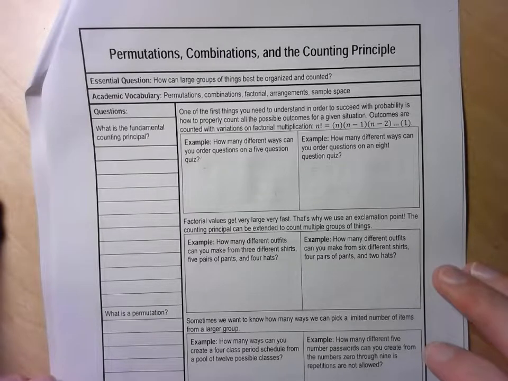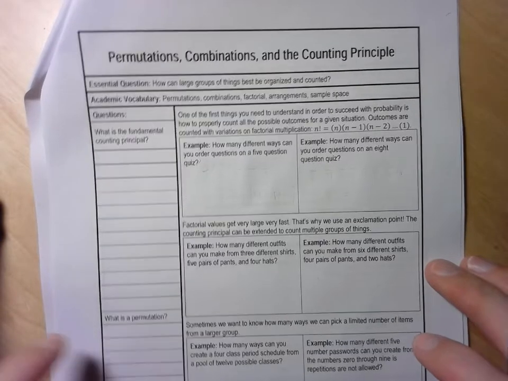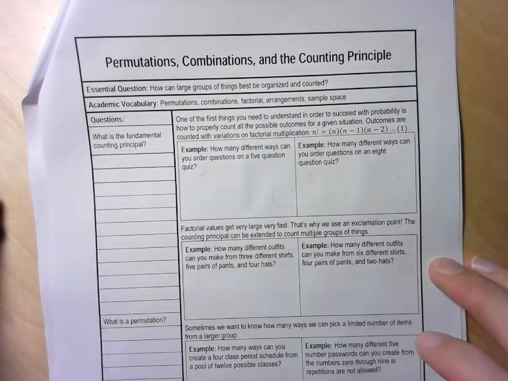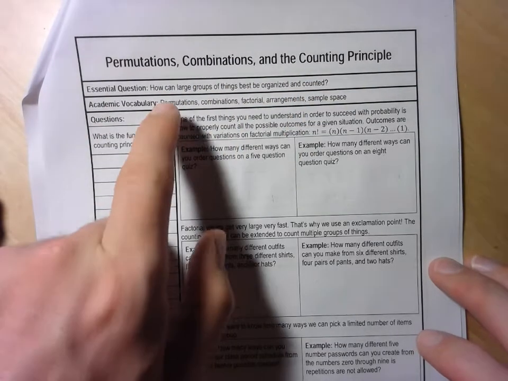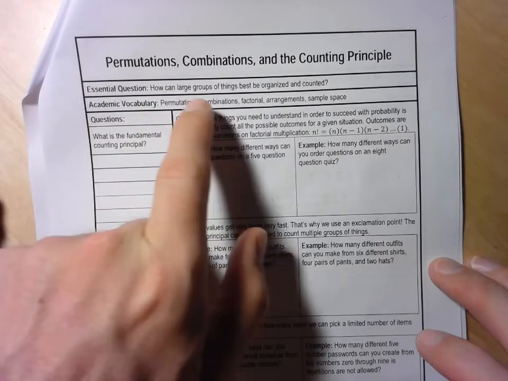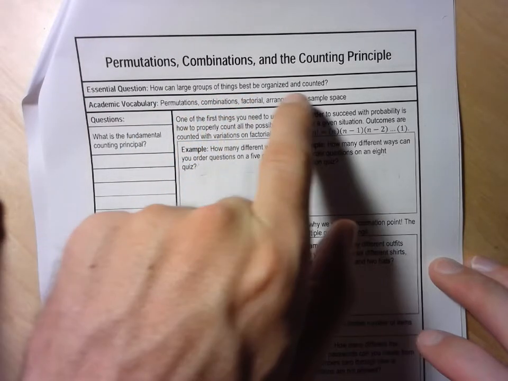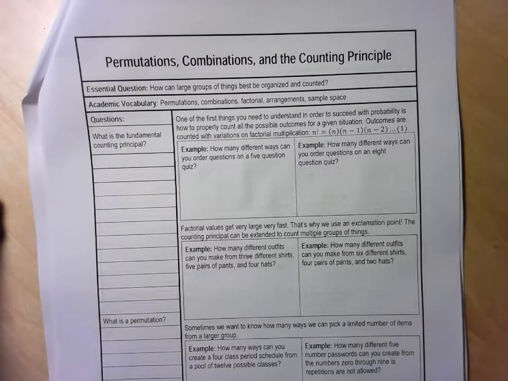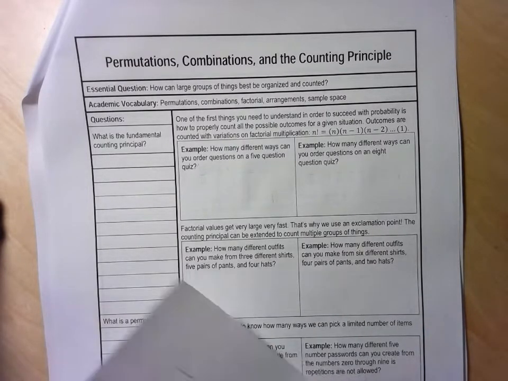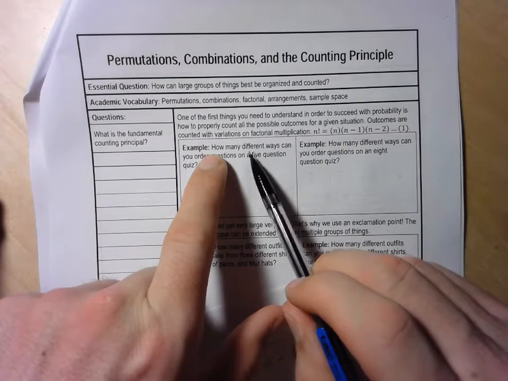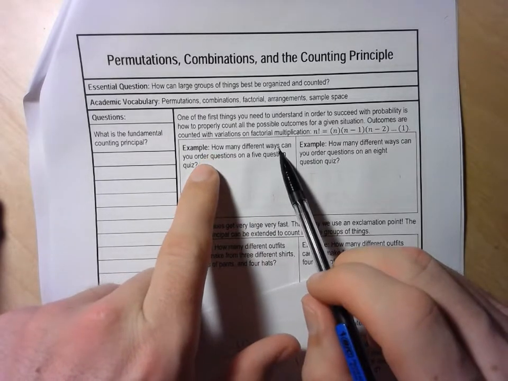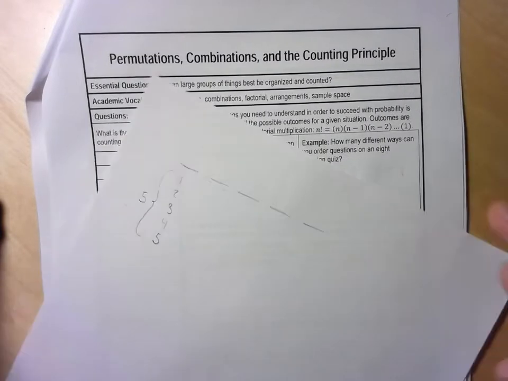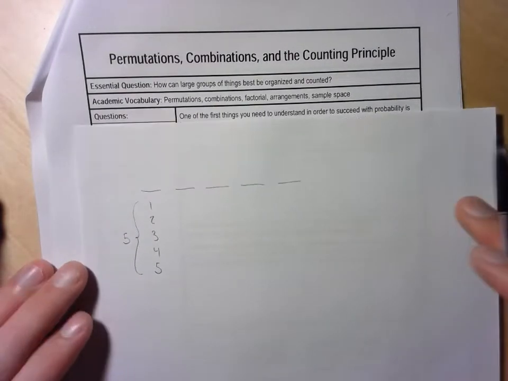In this video, I'm going to complete the notes on permutations, combinations, and the counting principle. And we're going to be answering the question, how can large groups of things best be organized and counted? So we're going to start looking into the counting principle by talking about this example. How many different ways can you order questions on a 5-question quiz? So we're going to look at this in depth.